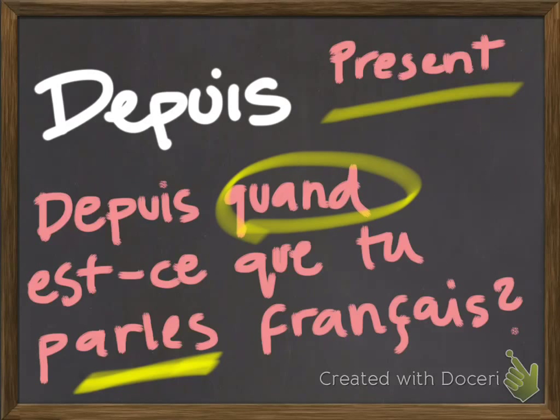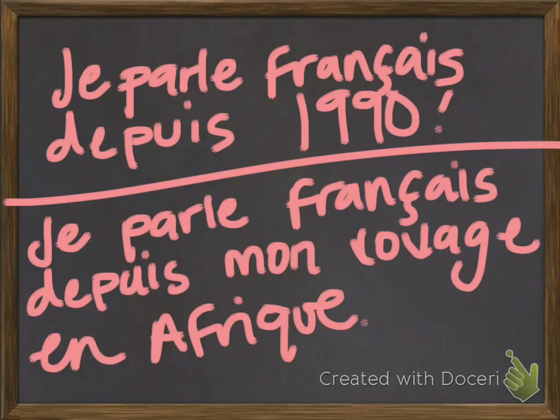And notice also that I have quand. So when someone asks you depuis quand, you would answer back by stating a date, right? Just like in English. Since when have you been speaking French? Well, I've been speaking French since 1990, or I've been speaking French since my travel to Africa. So when you're asked quand, you're not asking an amount of time necessarily, but more since when, more that beginning time when that's starting occurring.